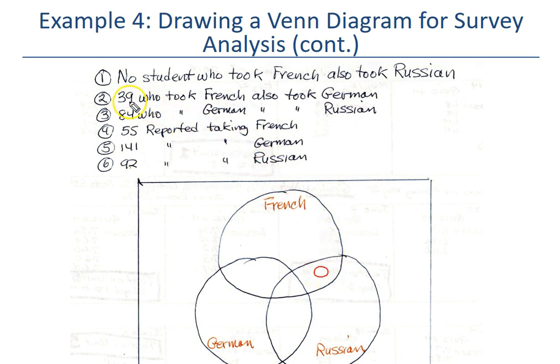Now, 39 who took French also took German. So where would that go here? Well, French, German, our 39 is going to go right there. 84 who took German also took Russian. So German, Russian, this is going to be 84.